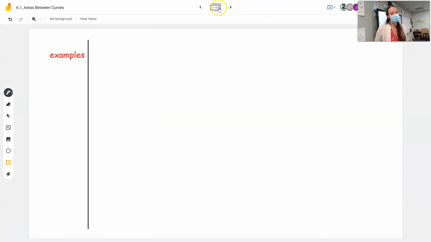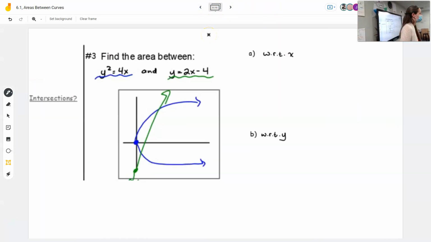So I have one more example, and then we were just going to go to WebAssign. Does that sound good? One more example, and then I think we'll have 15 minutes in WebAssign. So I gave you a picture for this one. Once again, I didn't have to, but I did.